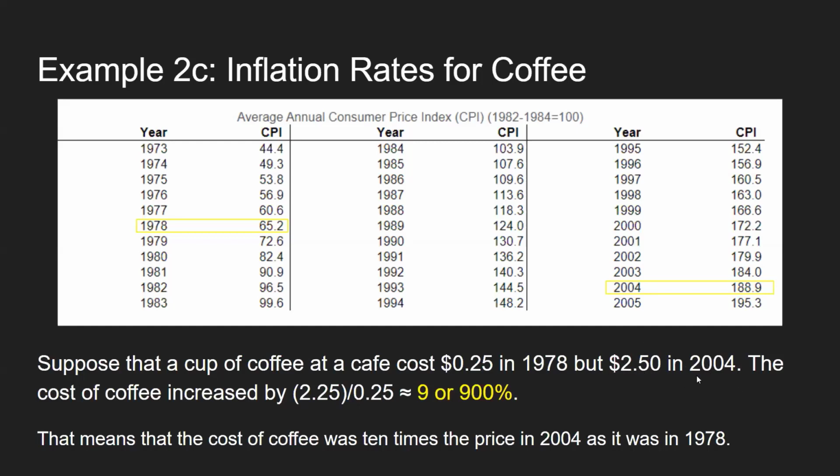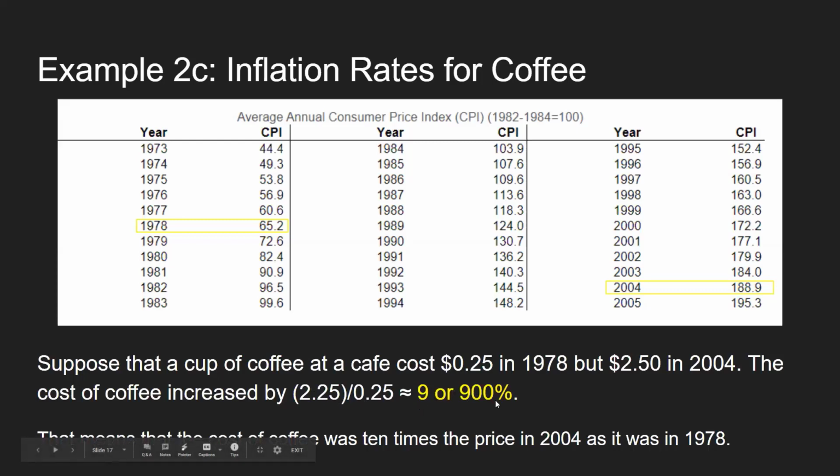I want to look at the inflation rate for a cup of coffee. For the inflation rate, I'm going to use the relative change formula. So I take the difference in the prices, new minus old: $2.50 minus $0.25 would be $2.25. Divided by the old value, the reference value from 1978, that gives me exactly 9. So there are 9 quarters that go into $2.25.